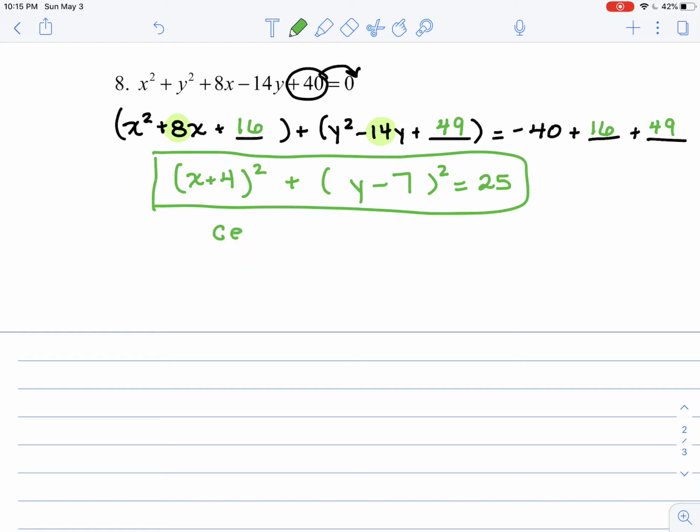Here's my equation in standard form. Identify the center, which should be at negative 4, 7. And the radius, which if I square root the right side of the equation, is 5.